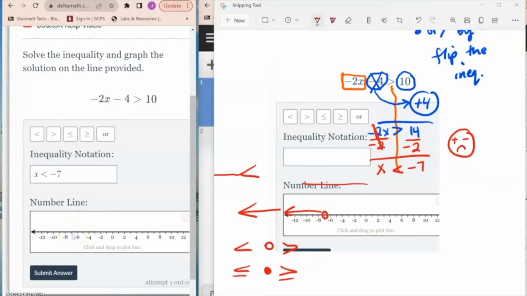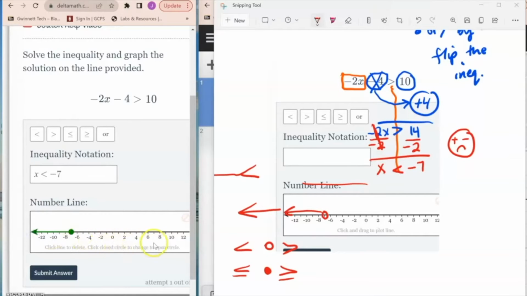So you're going to click. It says click and drag to plot the line. So I'm going to click and drag. But that's a closed circle, right? So look at where it says click line to delete. If I made a mistake, I can click that to delete it. What was my number? Negative 7. So it's between here. Okay.